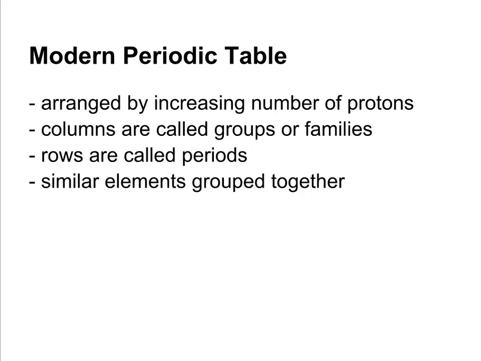The modern periodic table, instead of being arranged in order of increasing mass, is arranged by increasing number of protons. The columns of the modern periodic table are called groups or families, and the rows are called periods. That's where periodic table comes from. And similar elements are grouped together, elements that have similar properties.